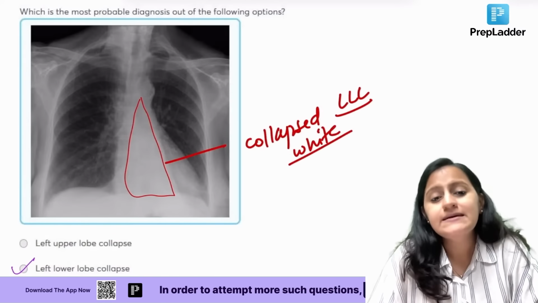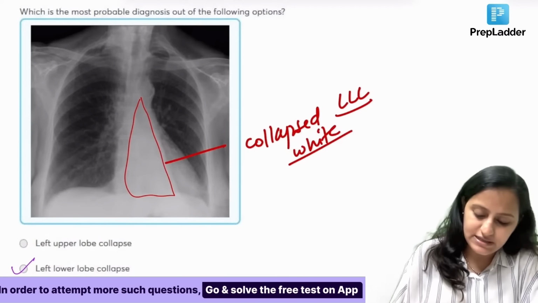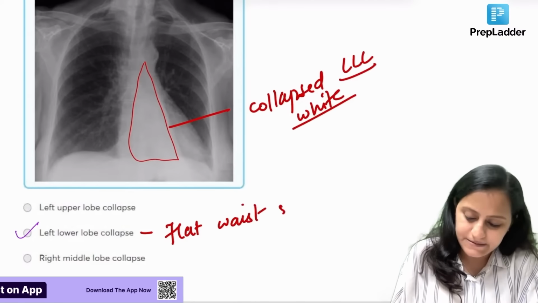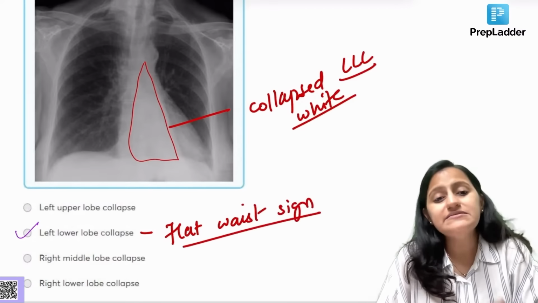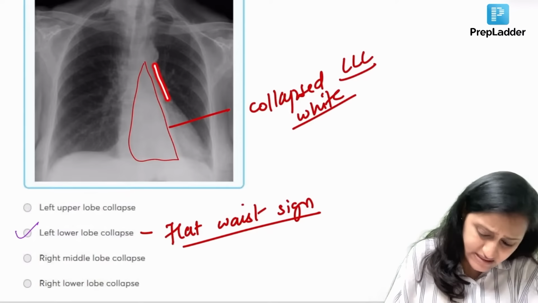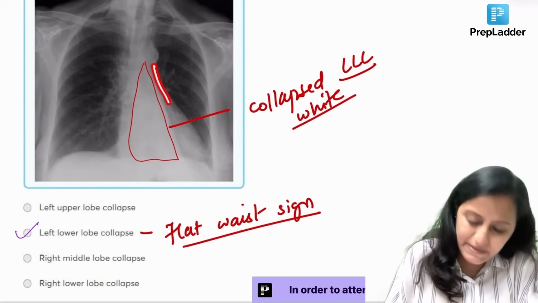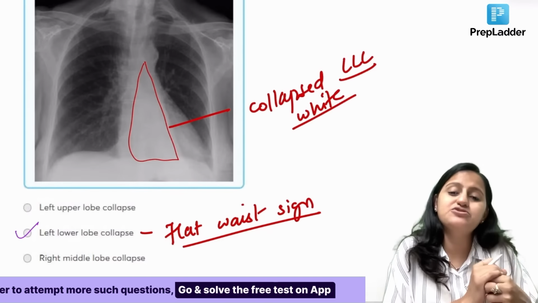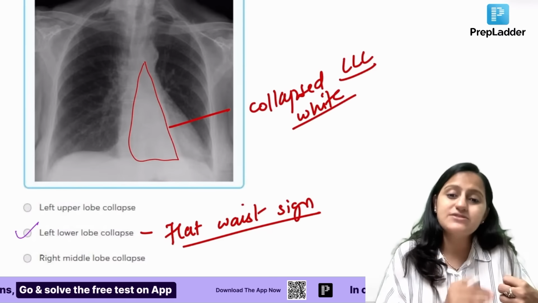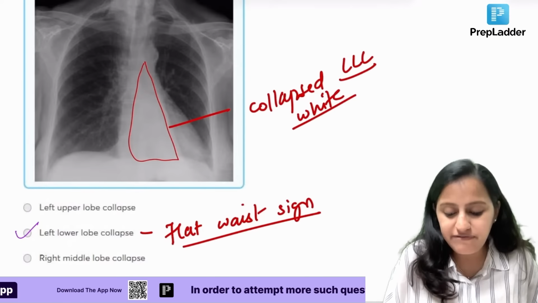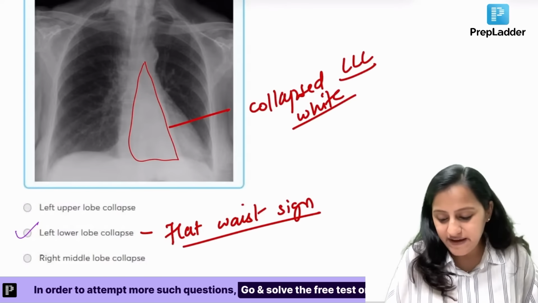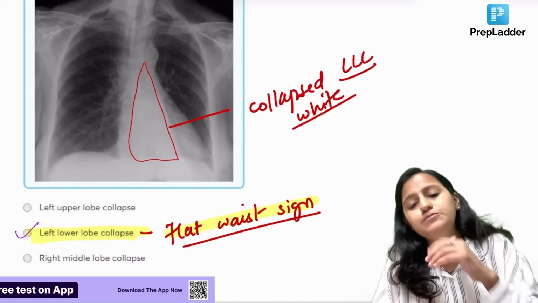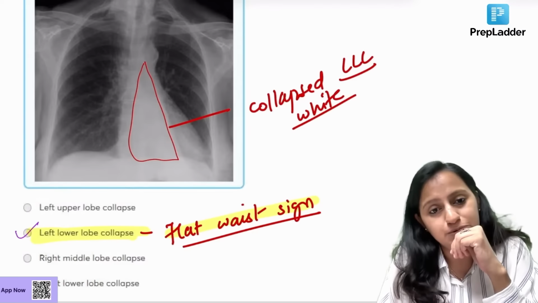And the sign that is mentioned in the left lower lobe collapse is called the flat waist sign. What you see is flat waist sign. The cardiomediastinal border becomes flat, because when the left lobe is collapsing, the heart also tries to shift to the left side, so that curve is gone. So just remember, if at all you are asked this question, flat waist sign is seen in collapse of which lobe? It is left lower lobe collapse.